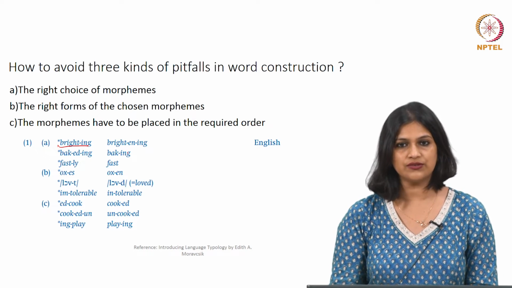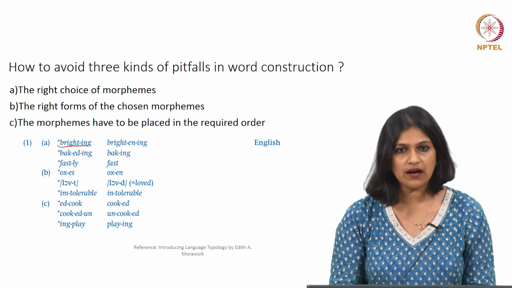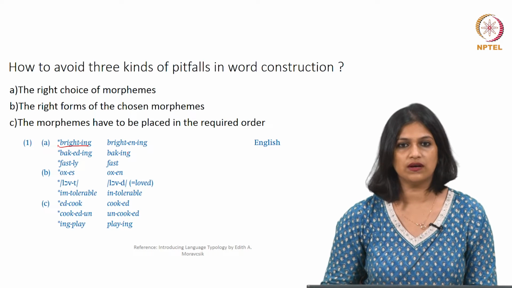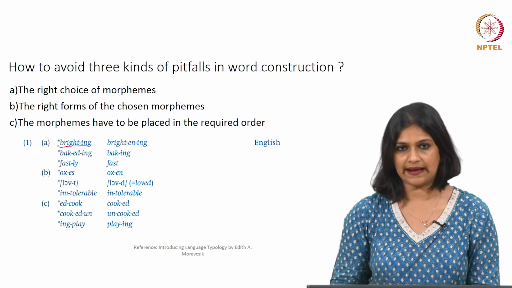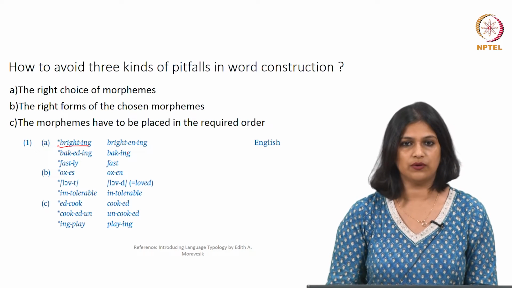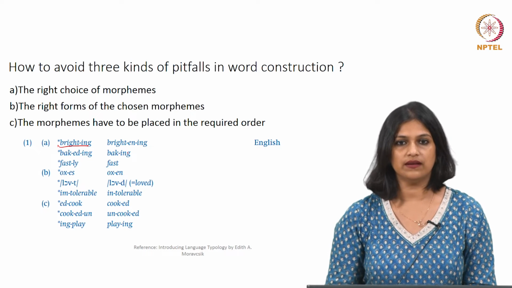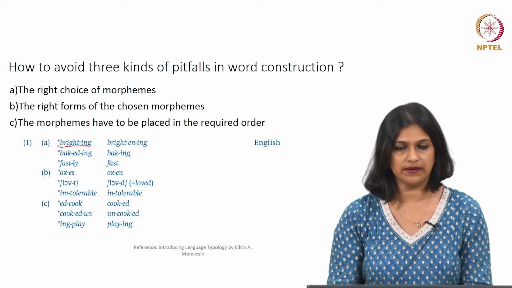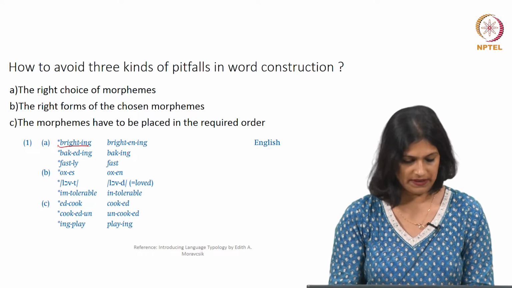So, when you are trying to choose the right form of the opposite marker, you have to see what the word is to begin with, what is the root word, and accordingly the choice should be made on the basis of the word that you have in hand. If the word is tolerable, it is going to be intolerable. If the word is patient, it is going to be impatient.